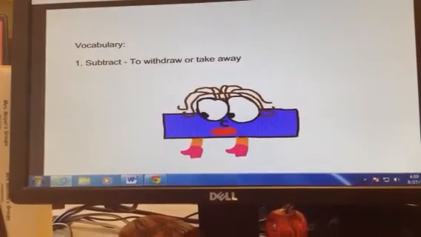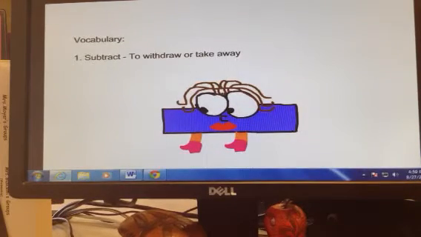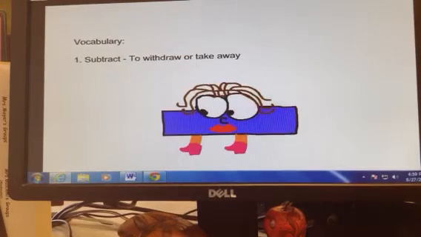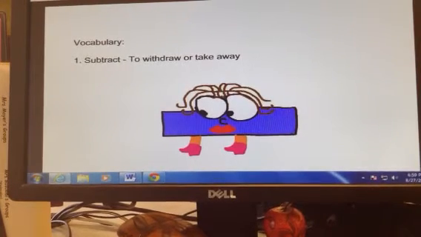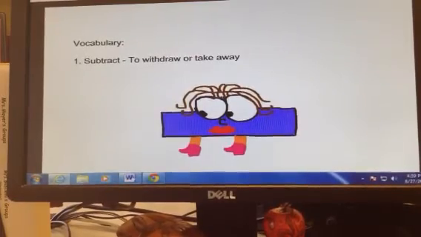We only have one vocabulary word for this lesson, and that is subtract, which means to withdraw or take away. And again, remember that you need to write down every word in the definition. Again, pause if you need to.